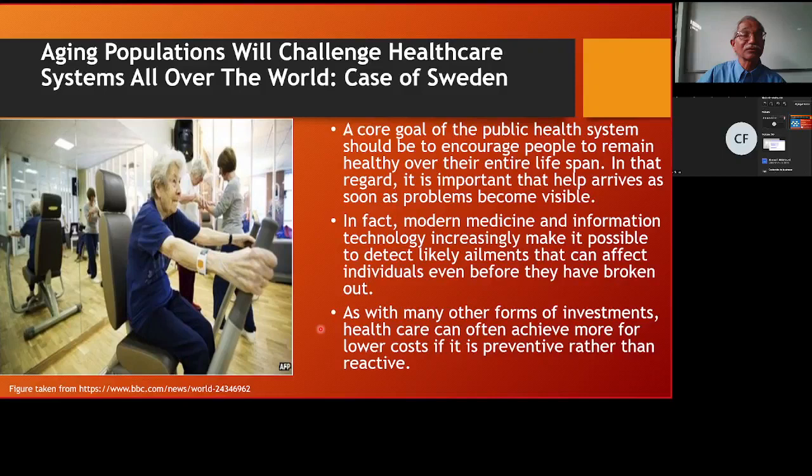They are providing a lot of facilities for the old people. But in spite of that, modern medicine and implant technology increasingly make it possible to detect ailments, and you can live longer. And this is a big challenge there.